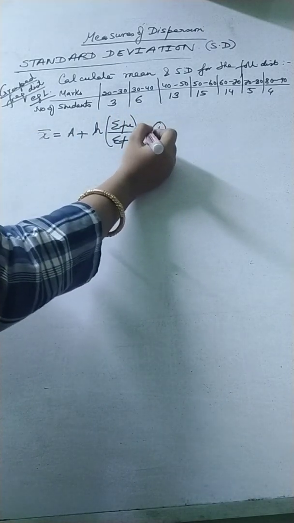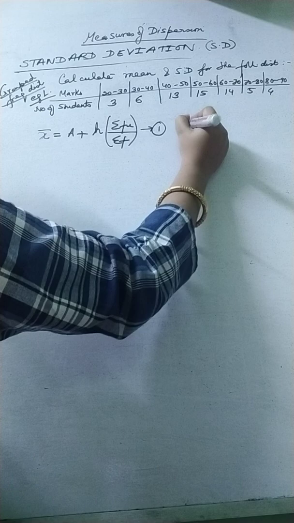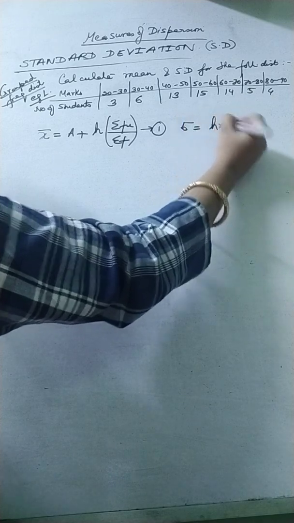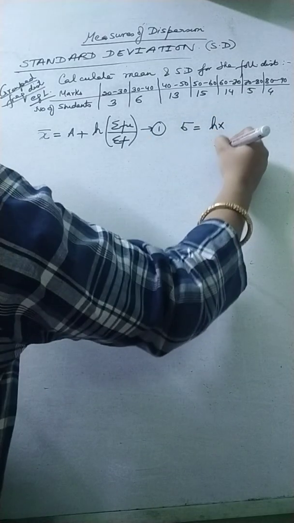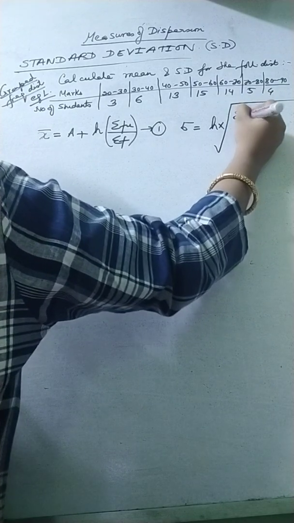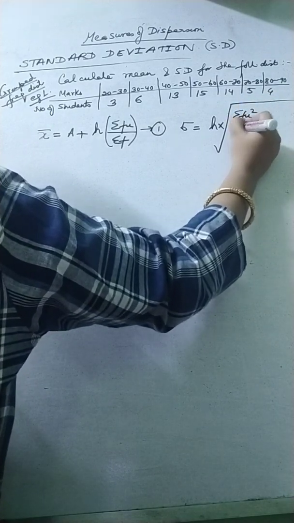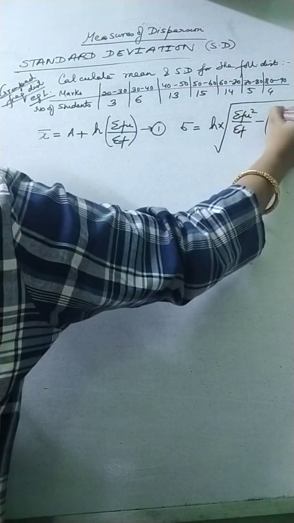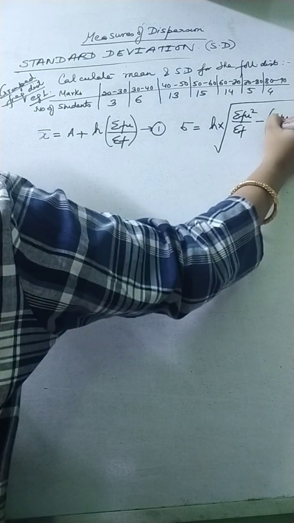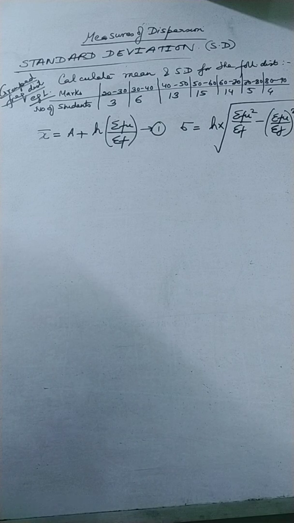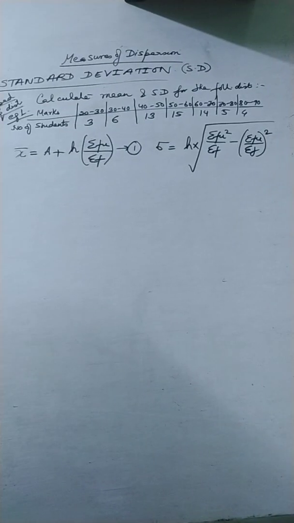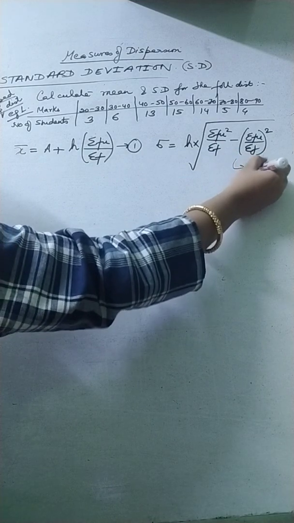And the formula for SD: sigma is equal to h into root over of summation fu square by summation f minus u bar, that is, summation fu by summation f, whole square. These are the formulae that we need to use in this particular sum. This is equation number 2, suppose.